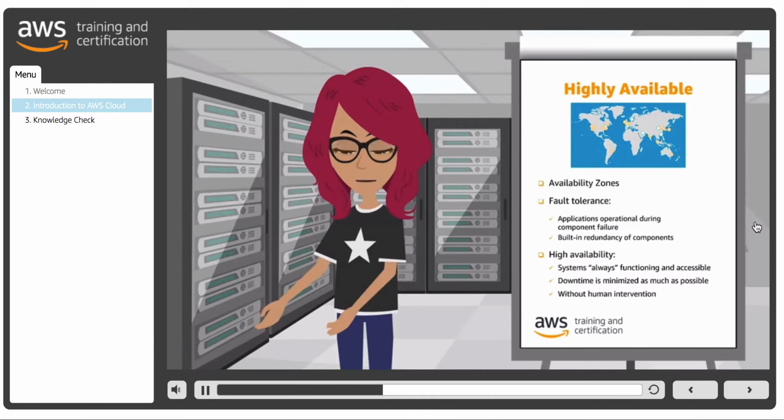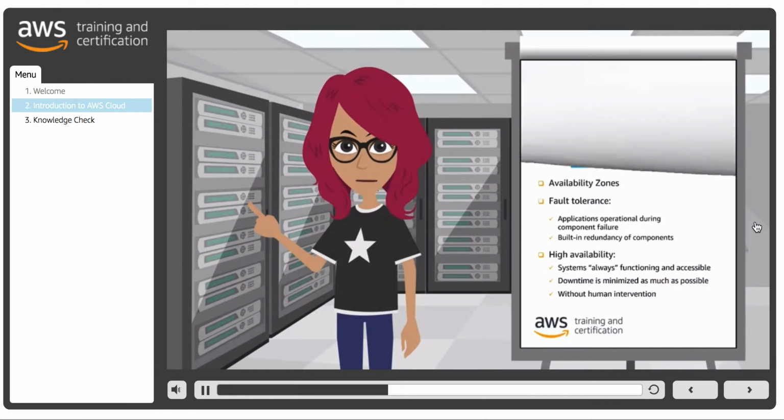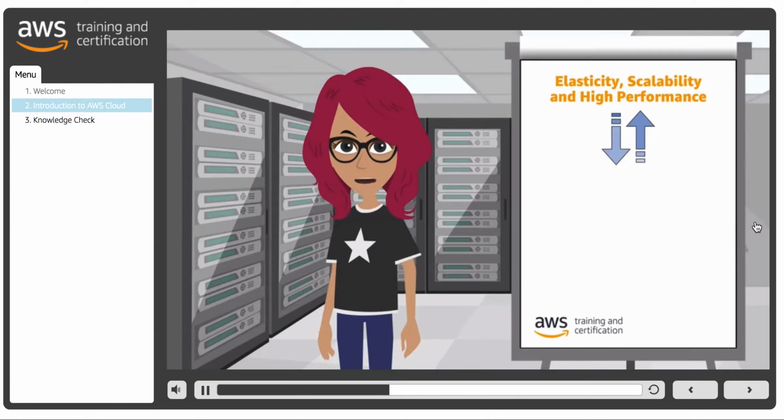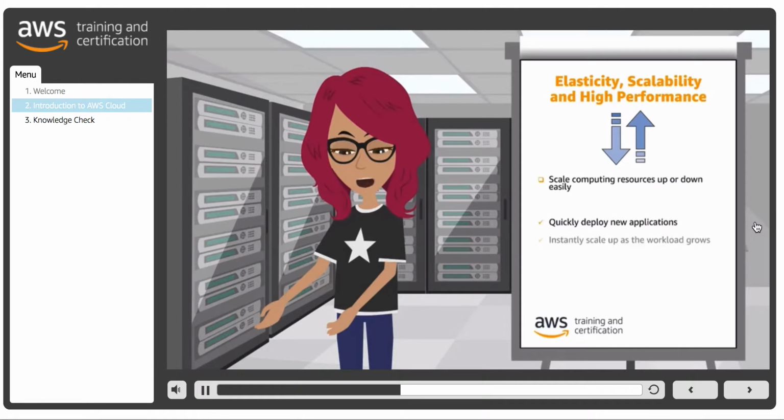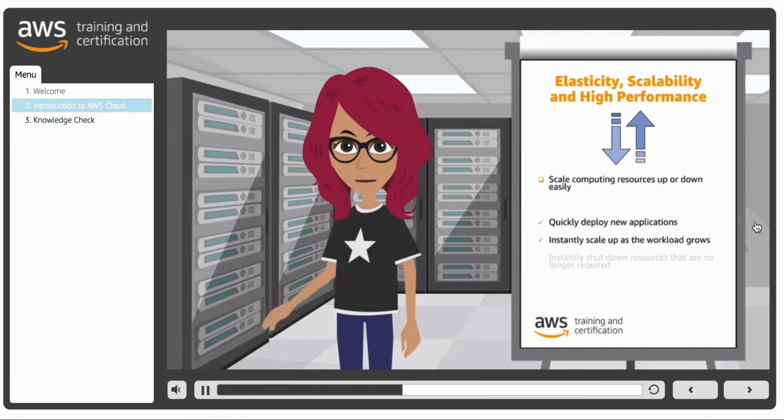By utilizing the AWS Cloud, you can take advantage of a scalable, reliable, and secure global computing infrastructure to best meet your requirements. In relation to agility, elasticity is also a powerful force in cloud computing. Elasticity is the power to scale computing resources up or down easily, while only paying for the actual resources used. The elastic nature of AWS allows customers to quickly deploy new applications, instantly scale up as the workload grows, instantly shut down resources that are no longer required, scale down and not pay for the infrastructure.